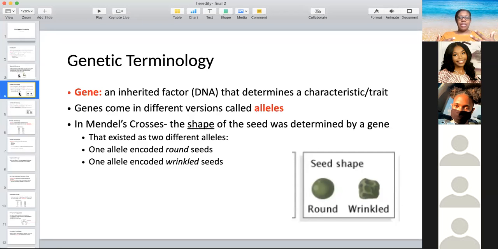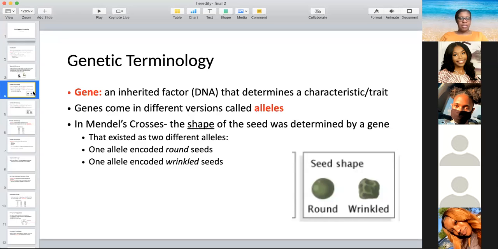So the shape of the seed in this case is the trait that's being controlled by a gene. There are two different alleles for this gene: one that's going to encode the round seed, and one that's going to encode the wrinkled seed. So that's a concept that we want to walk away with, understanding that depending on the version of the gene that you inherit is going to determine the physical trait that you manifest, what that trait looks like in you.